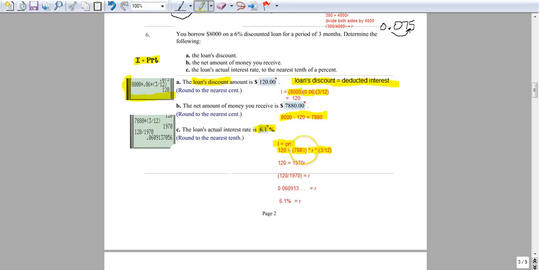So when you multiply 7,880 times 3/12, you get 1,970. Divide both sides by 1,970, and again over here is a screenshot of what you see in the calculator. So it comes out to 0.060913 and so on, but it said to round to the nearest tenth, so this 0 rounds up to a 1 because of the 9 that comes after it, so 6.1%.